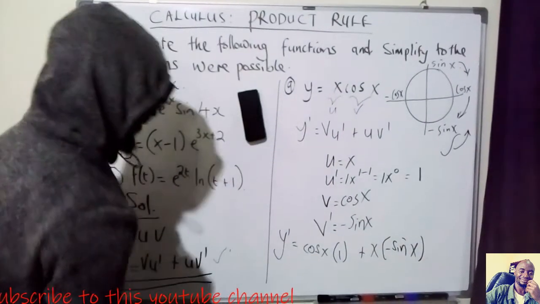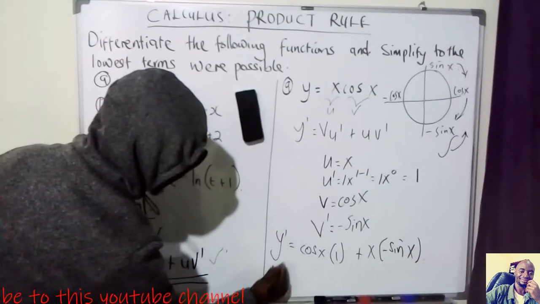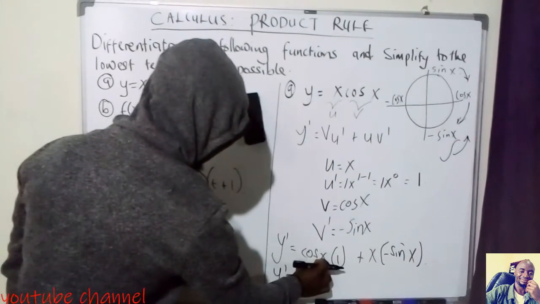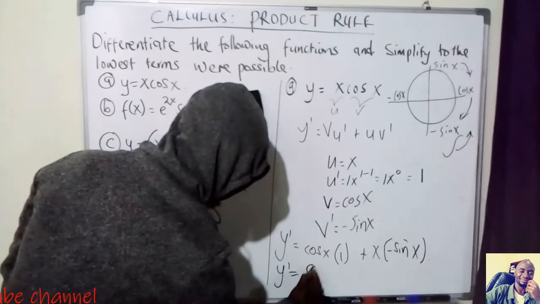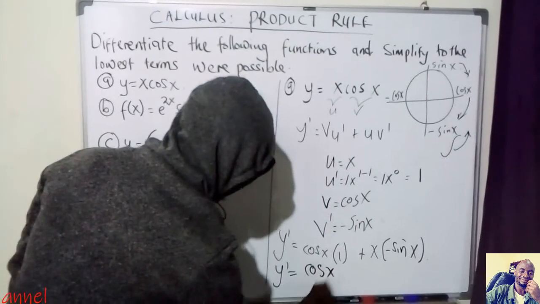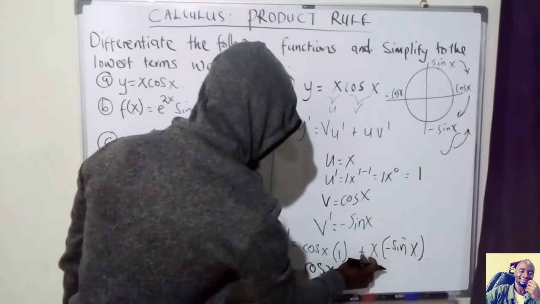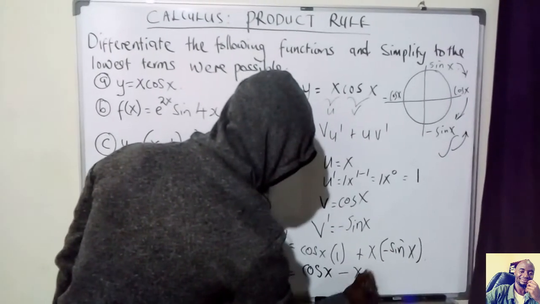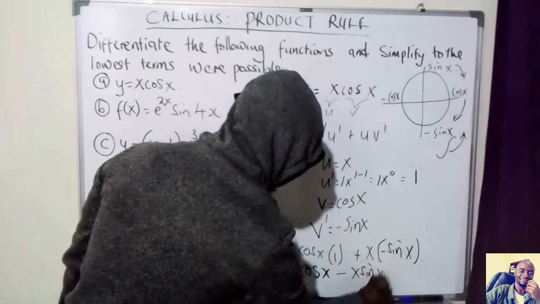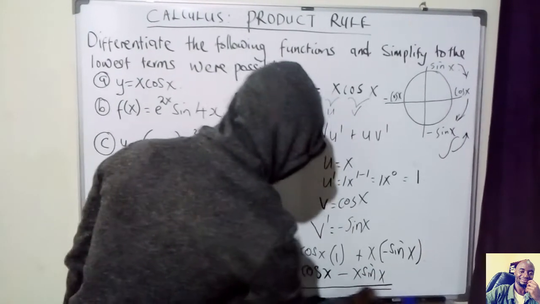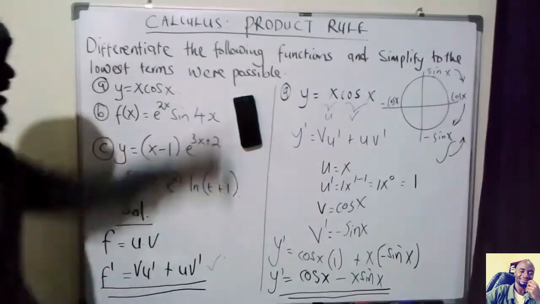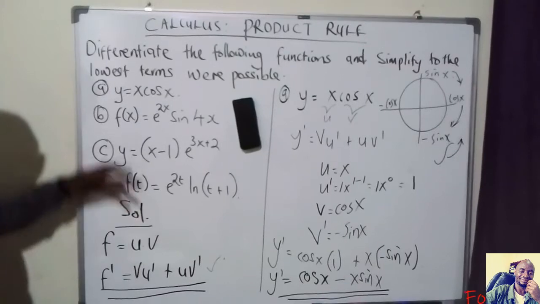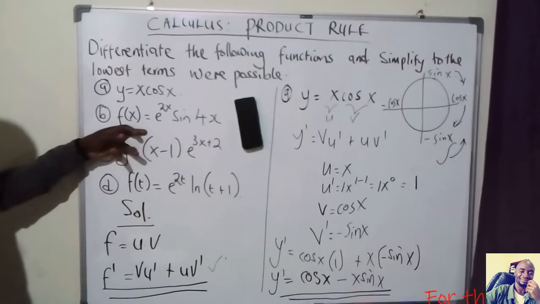Now I can simplify. y prime is equal to, this multiplied by that we get cos x, minus multiplied by this one we get minus, so it will be minus x sine x. And this will be the gradient function using what we call the product rule, which is stated here. So again, we come to the second one, b.